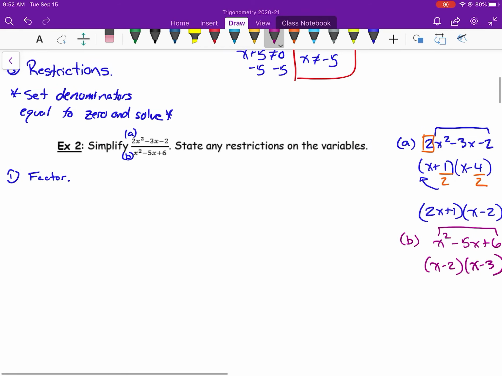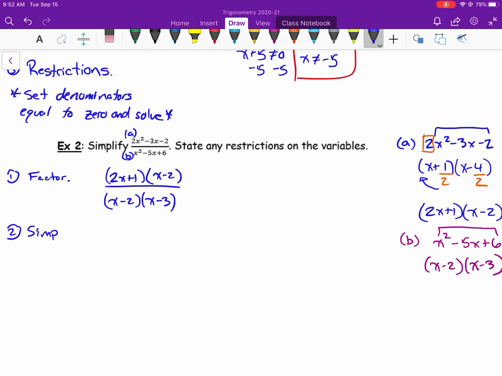Alright, I'm going to bring them back over here. Replace A back on top with its factored form, B on the bottom. Alright, now I'm going to simplify. So what do I have? Oh, x minus 2's cancel out.